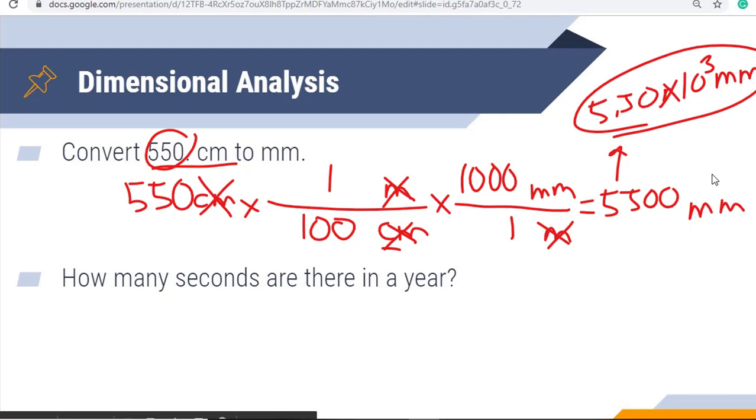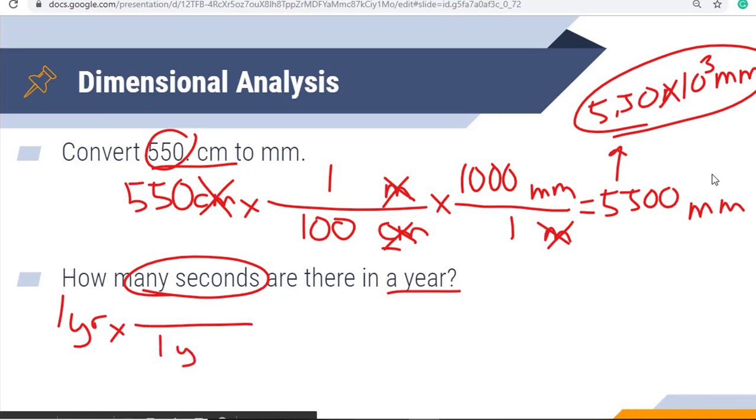The second one says, how many seconds are there in 1 year? We're going to start with a year. The question's asking for seconds. So we'll start with 1 year. Now, a couple ways we can go through and do this. I'd recommend going to days. Should have said non-leap year. Whoops.